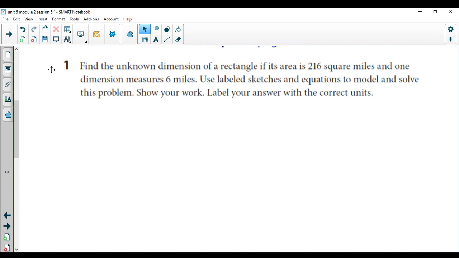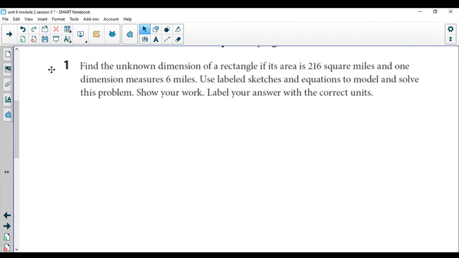So this is everything we've been practicing where we have an unknown dimension. And before you even tackle it, think, what is the factor pair? 6 times what would give you 216? So at this point, I'd like you to pause and try to solve.